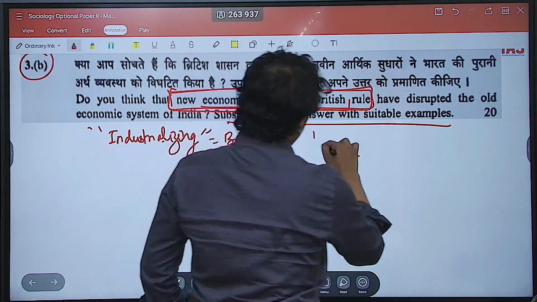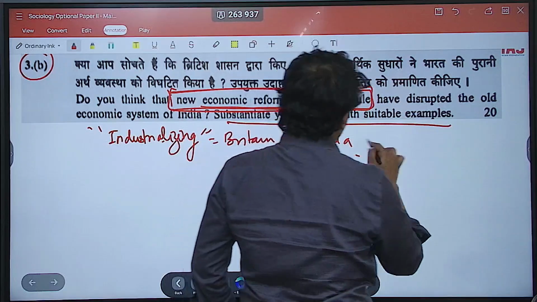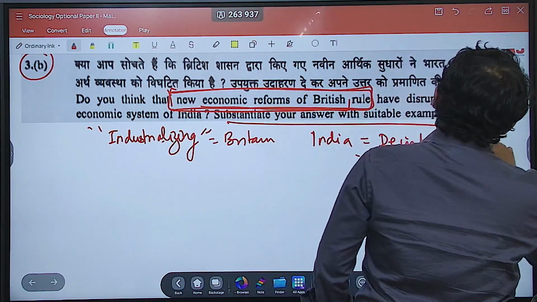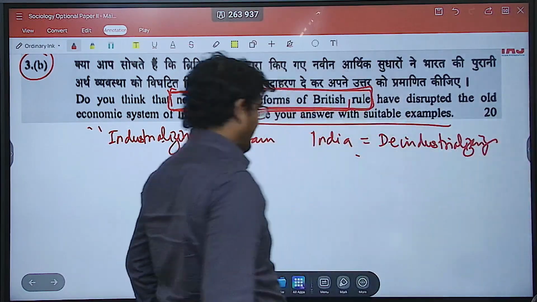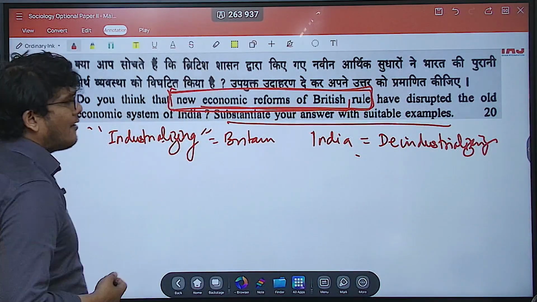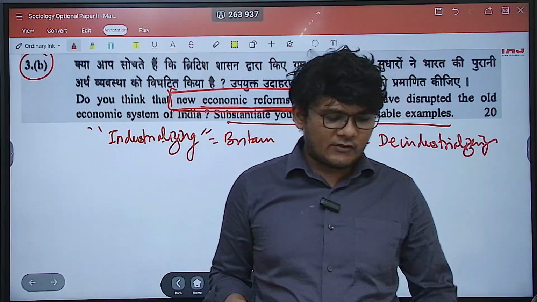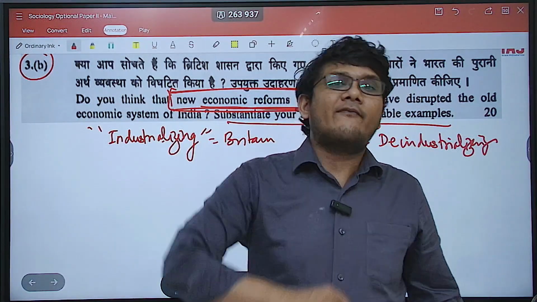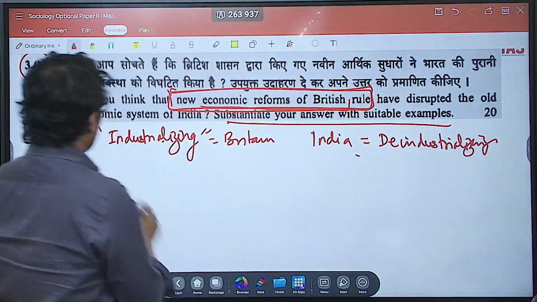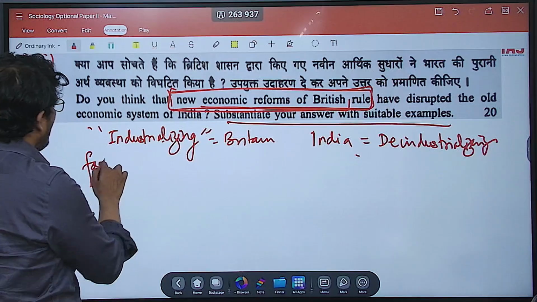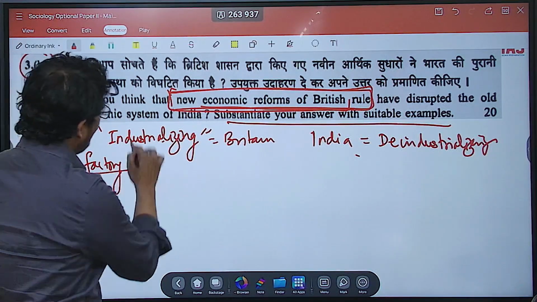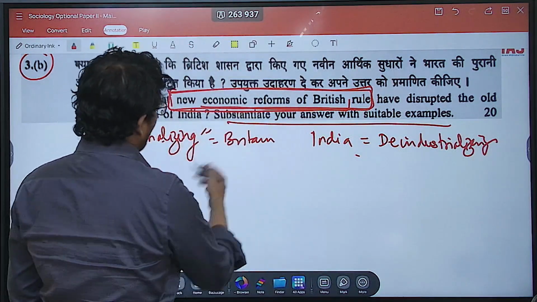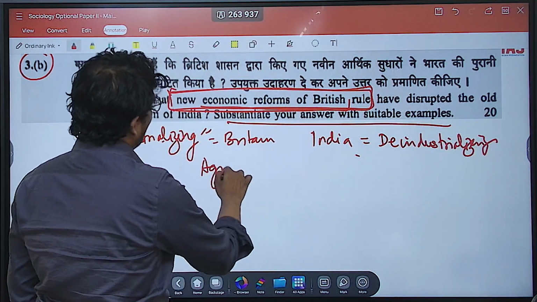Whereas in India, what was the case? India was rather deindustrializing. That is the case. Plus, the artisans that were there, producing man-made goods, were also ousted, because now you have the factory finished goods which are going to replace the handwork or the labor. At the same time, the new economic reforms with respect to agriculture, so not just the industrial sector, but agriculture also, we'll talk about.